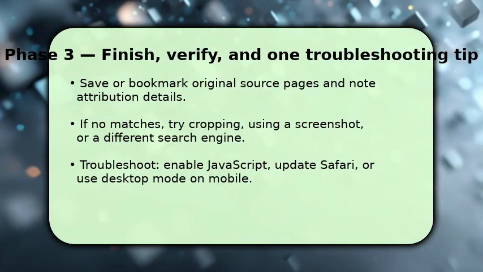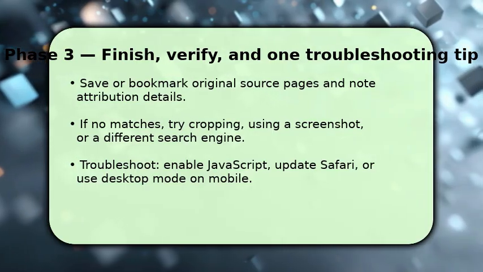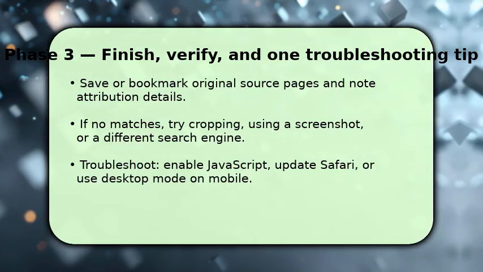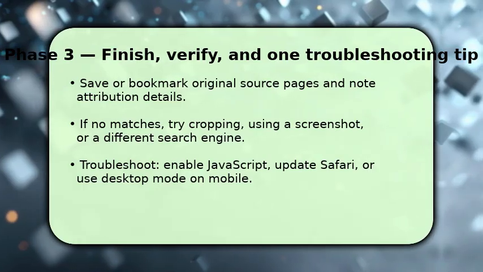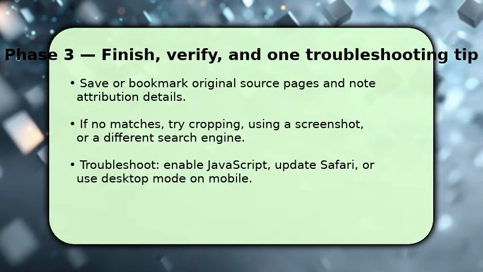To finish, open the most authoritative source you found, bookmark it, and copy any attribution details or dates you need. If the search returned poor results, try cropping the image to remove borders, take a fresh screenshot, or switch engines. Google, Bing, or TinEye often vary.